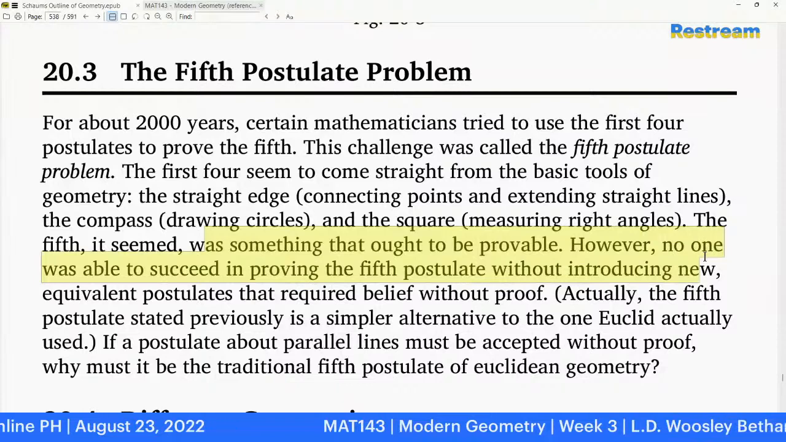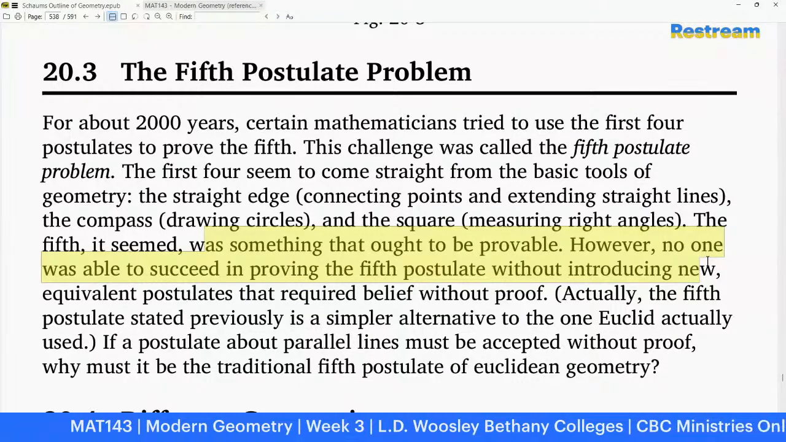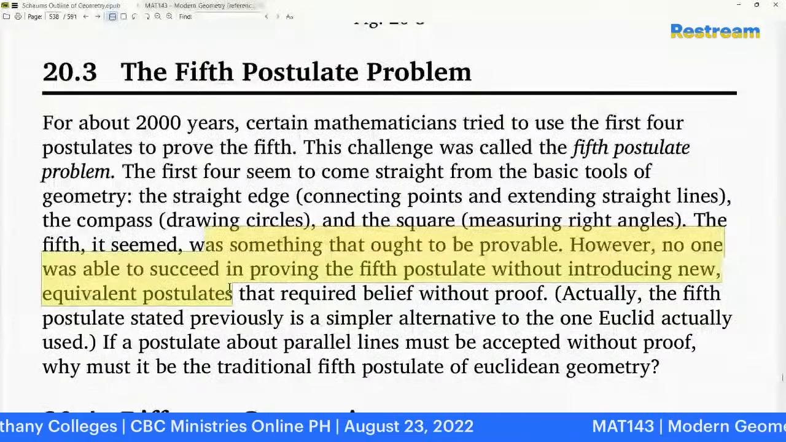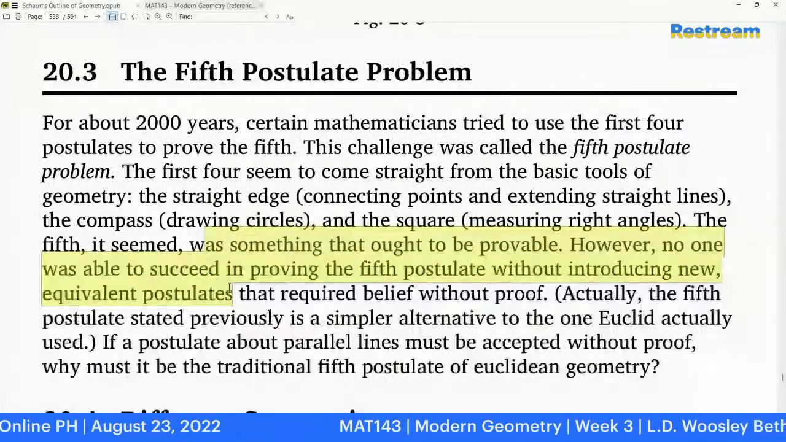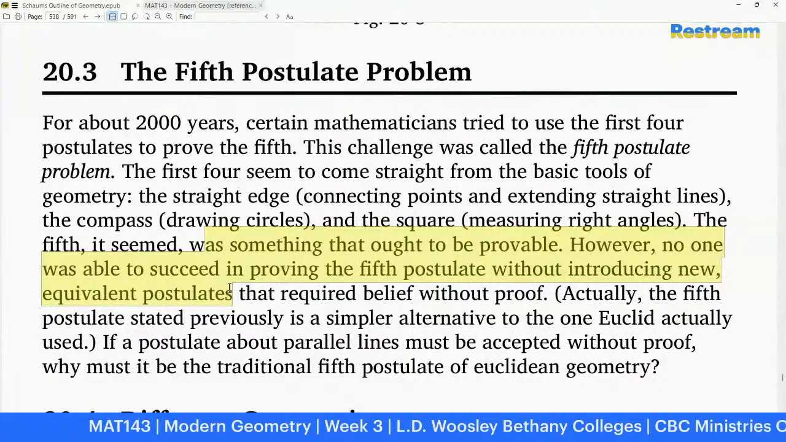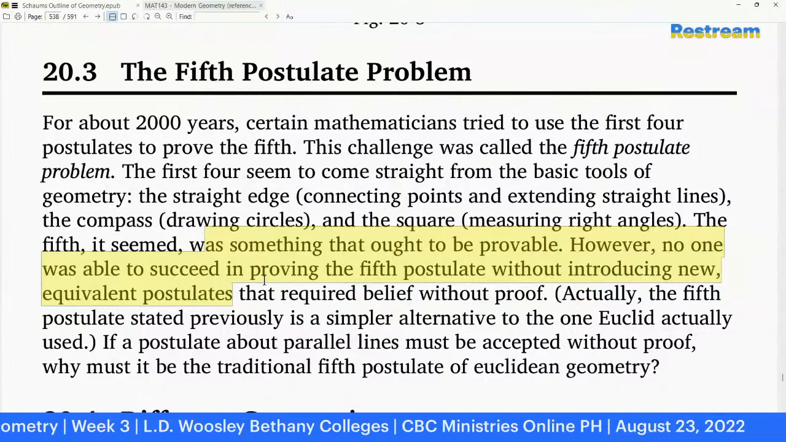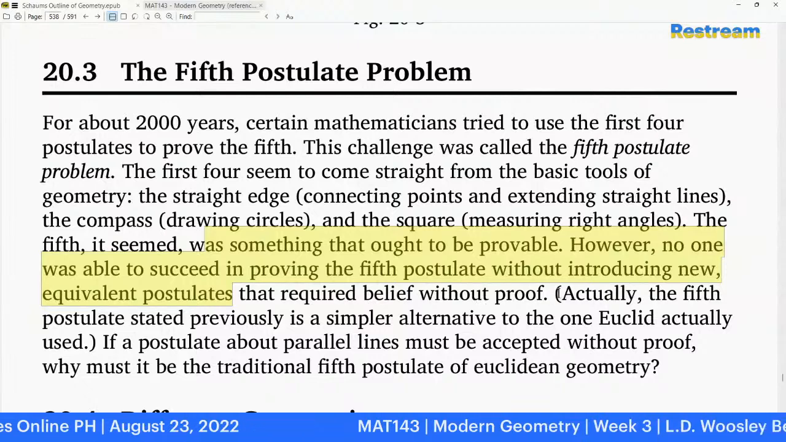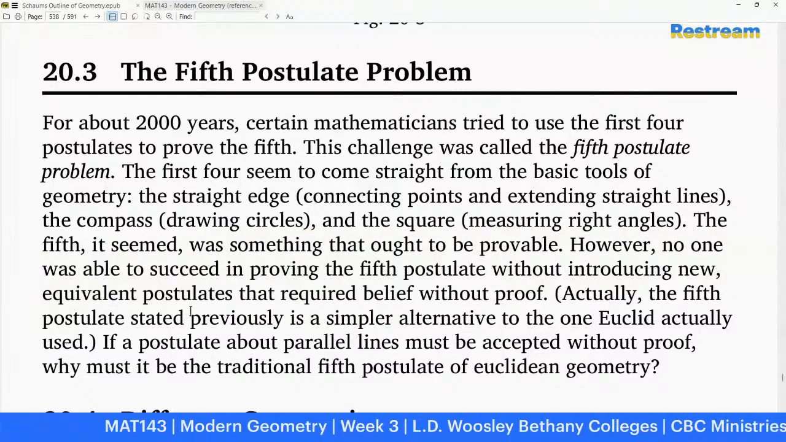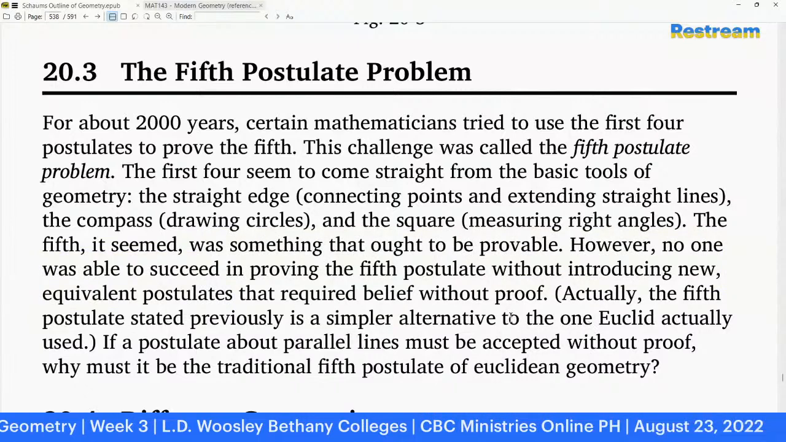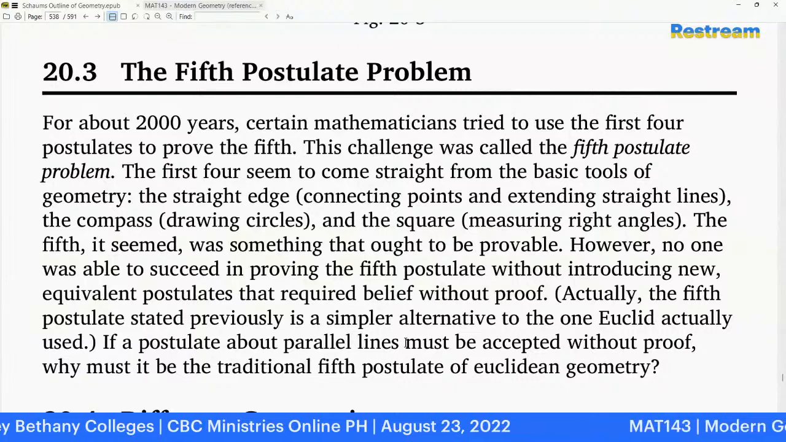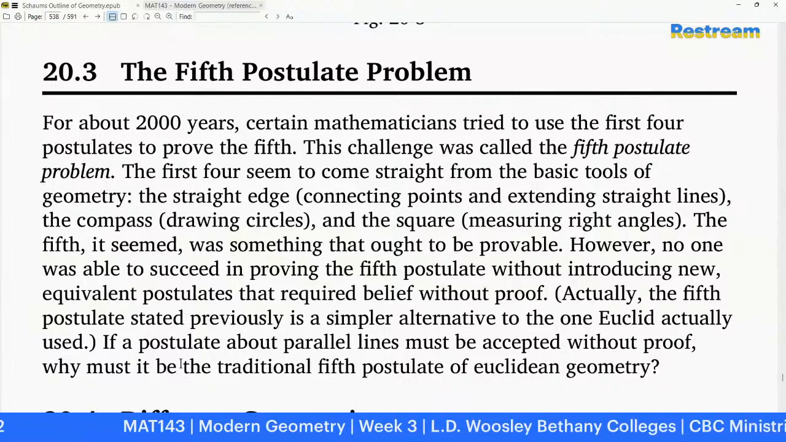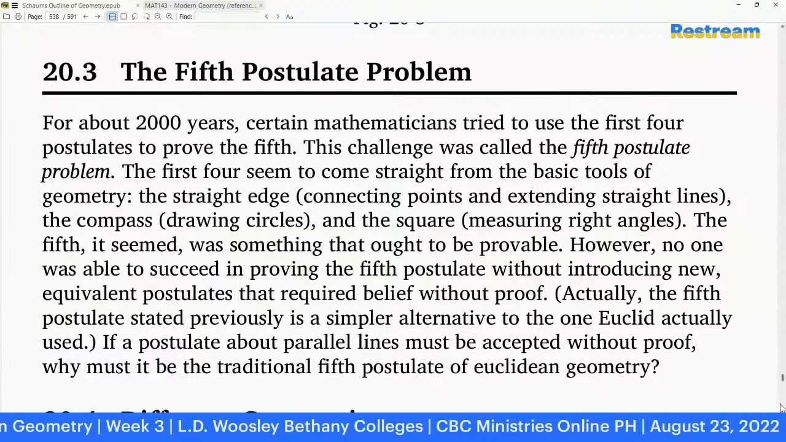However, no one was able to succeed in proving the fifth postulate without introducing new postulates. Kasi nga, ang problema sa dilemma nito, wala kang ibang gagamitin kundi yung first 4 postulates. No, hindi ka pwedeng gumamit ng prove beyond the first 5 postulates. No? Kaya nga, without introducing new equivalent postulates that required belief without proof. Yan yung titingnan natin dyan. No? So actually, the fifth postulate stated previously is a simpler alternative to the one Euclid actually used. If a postulate about parallel lines must be accepted without proof, why must it be the traditional fifth postulate of the Euclidean geometry? So yan yung mga ideas.